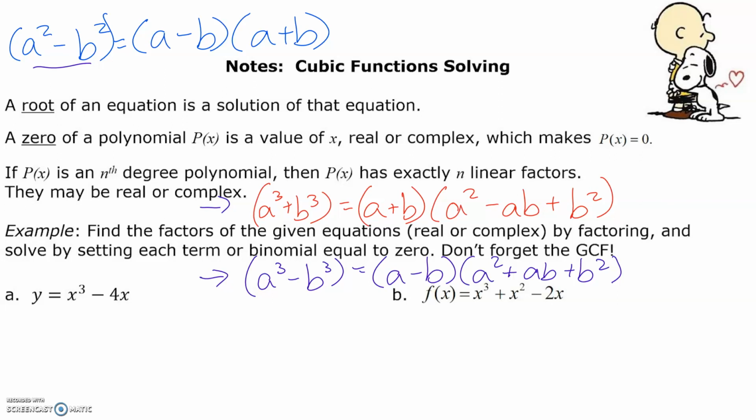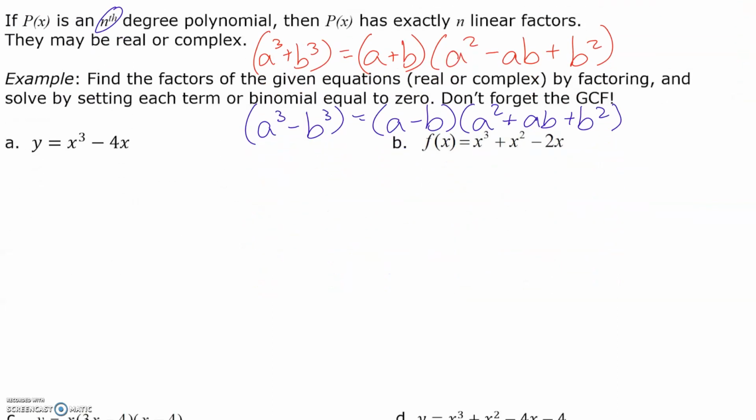Okay, so if p of x is an nth degree polynomial, then p of x has exactly n linear factors, and they may be real or complex. When we talk about complex, there could be imaginary numbers in that situation. This year you're not going to see that too much, but next year you may. All right, so let's go ahead and take a look at A.